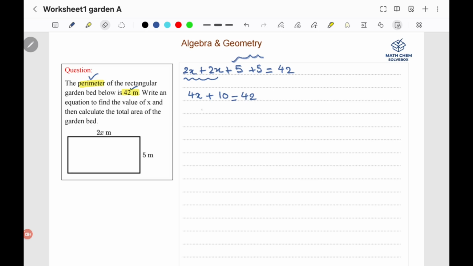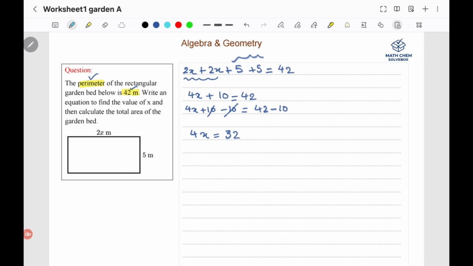Now to get the equation for x, we will shift 10 to the other side of the equation like this. 4x plus 10 minus 10, subtracting 10 on both sides, and finally 4x equals 32.